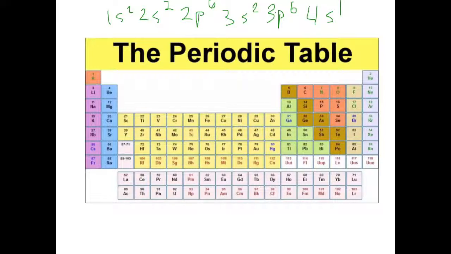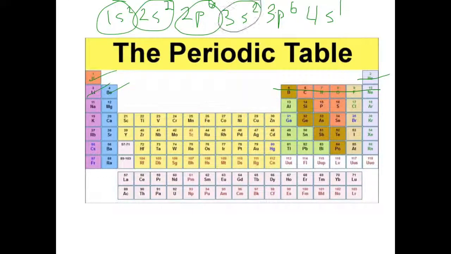So we start with the 1s orbital, which covers hydrogen and helium. Then we go 2s, 2p6, 3s, 3p, and finally 4s, to find that our element is potassium.